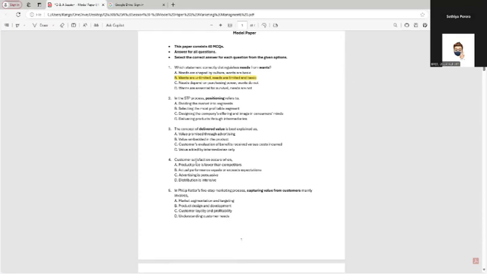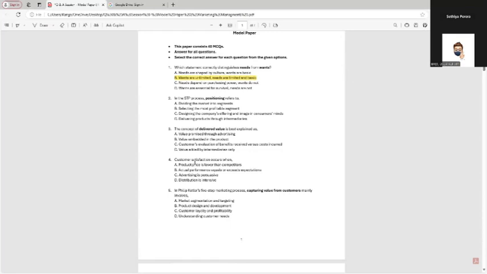I think you got the answer. The question is: in the STP process, positioning refers to. First of all, you have to understand what STP means. I think all of you remember what STP stands for. STP stands for segmentation, targeting, and positioning. So in the segmentation, targeting, and positioning process, what does positioning mean? That is the question.